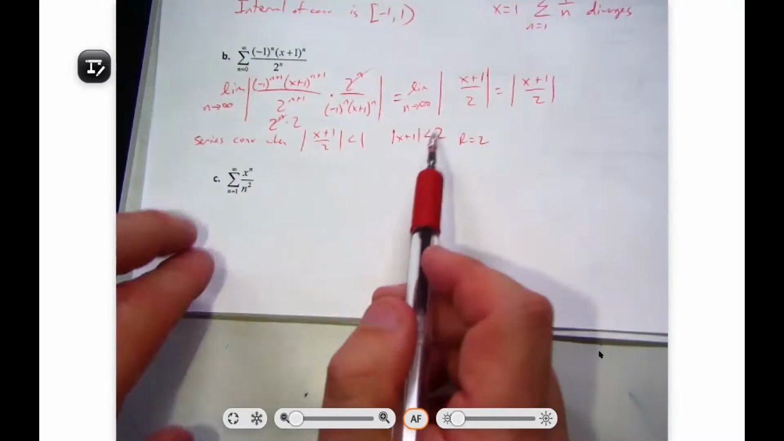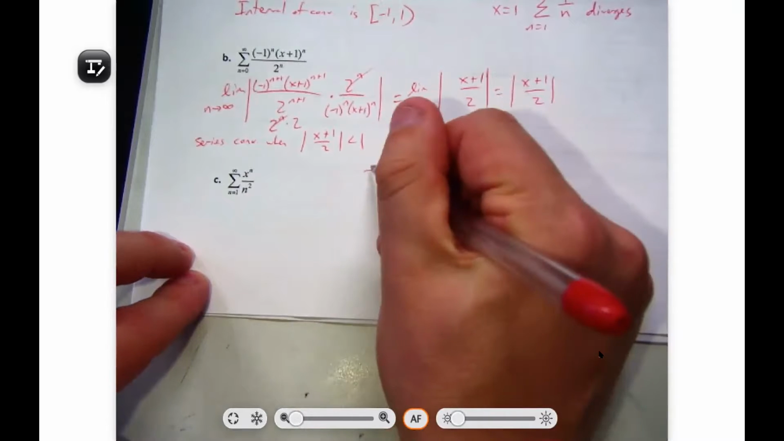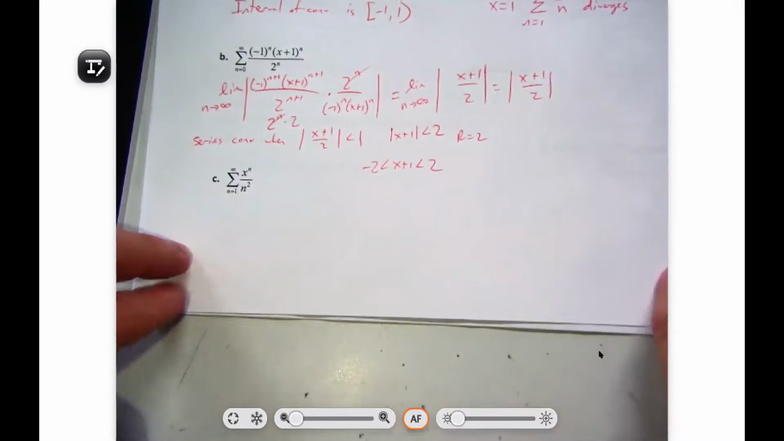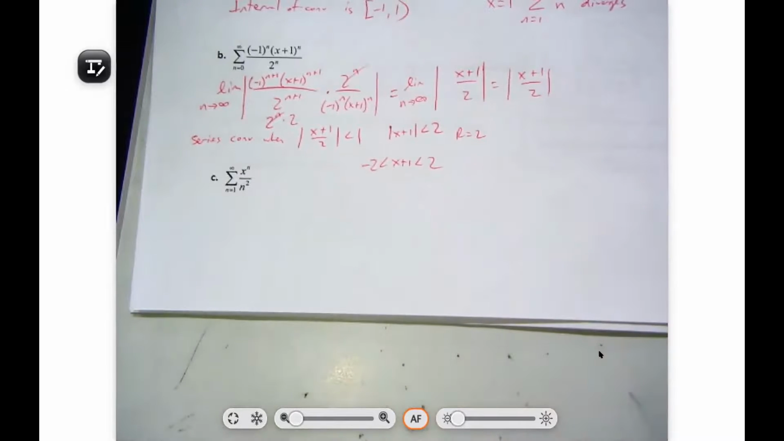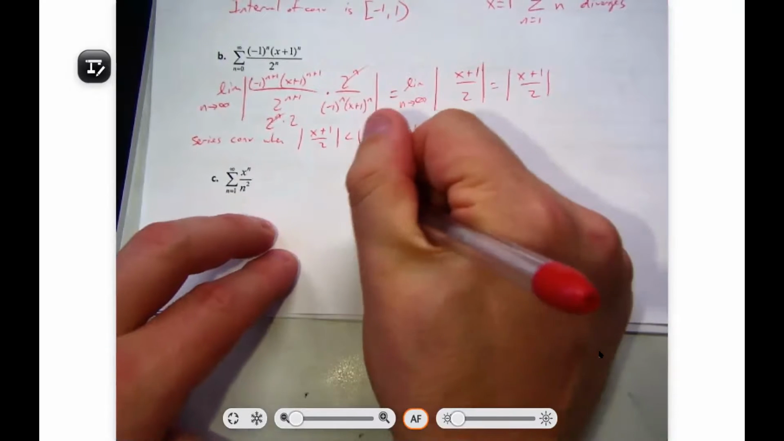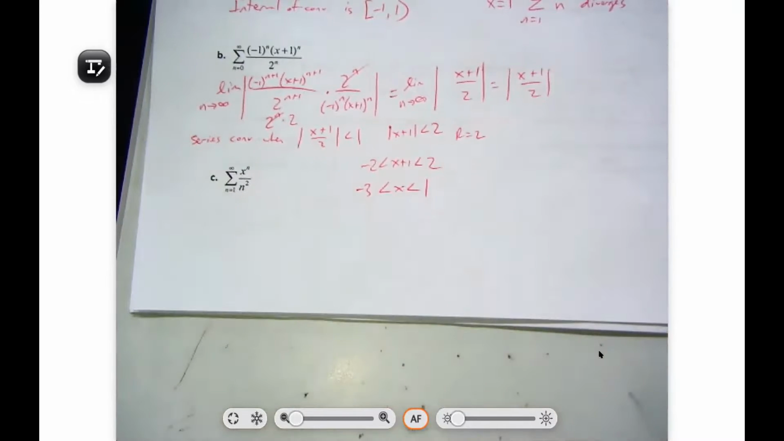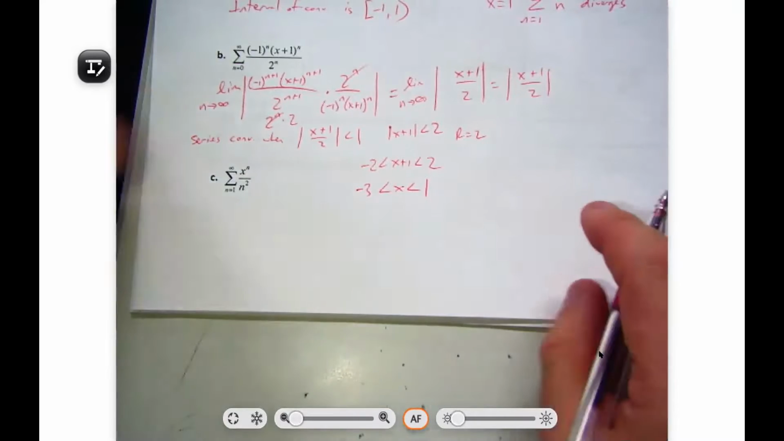So I'm going to pull negative 2 off to the left: -2 is less than x plus 1, less than 2. And then subtract 1 from the middle and both edges. So I know this series will converge for all x values between -3 and 1. I know that. Now I need to see, will it converge at -3? Will it converge at 1? So I'm going to plug those numbers in.